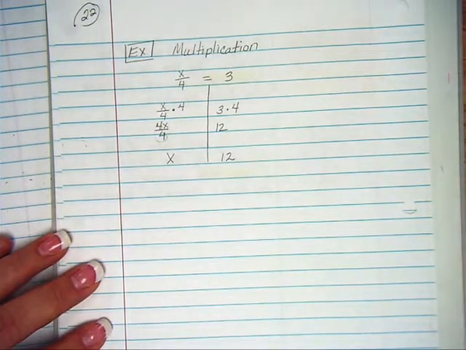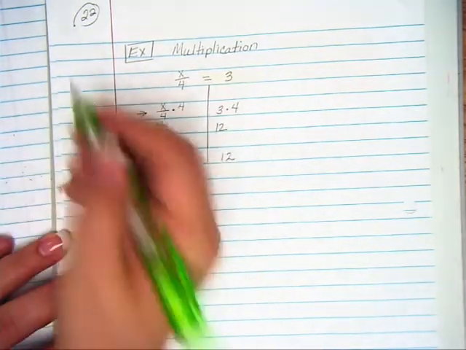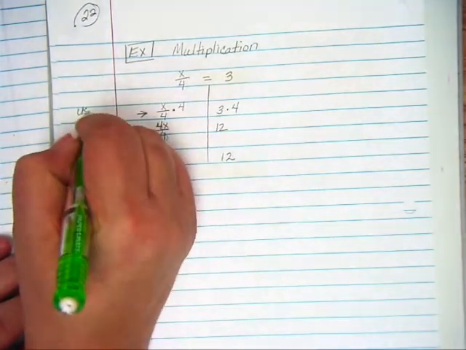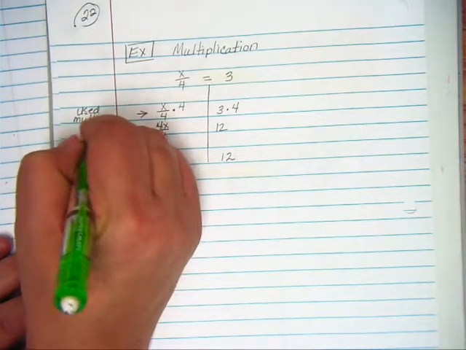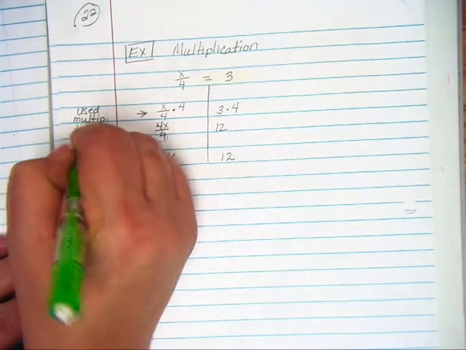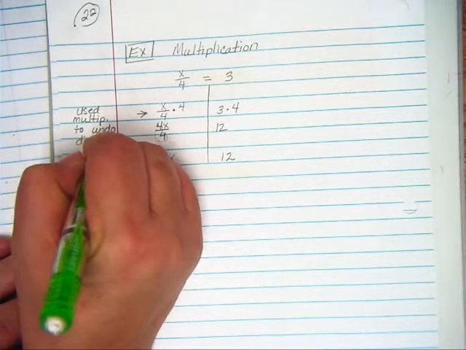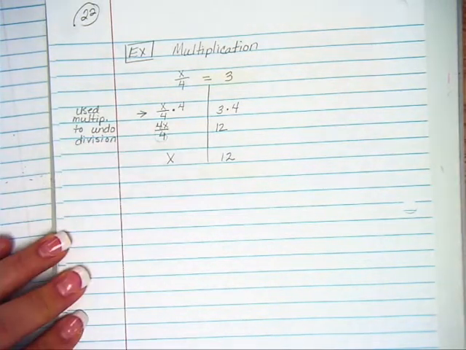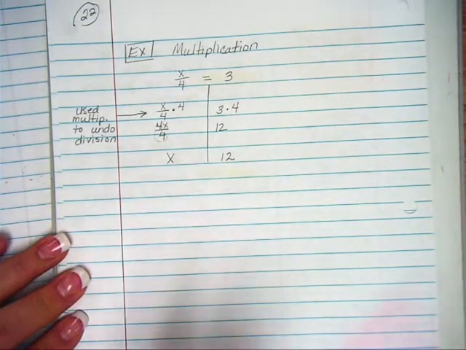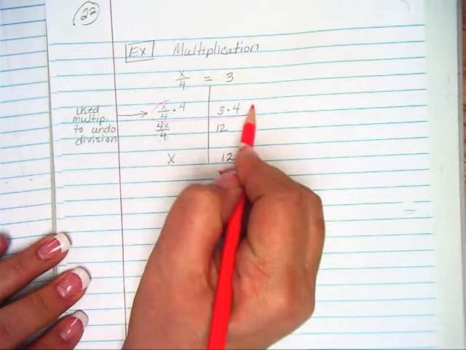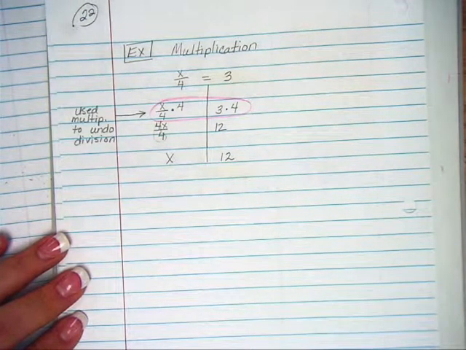We're all good. So we undid this division with this multiplication. Somehow label that: used multiplication, and you can abbreviate it, to undo division. And then whatever we did to one side, we had to do to the other side. So there it is on that side too. Nothing hard about that, is there?